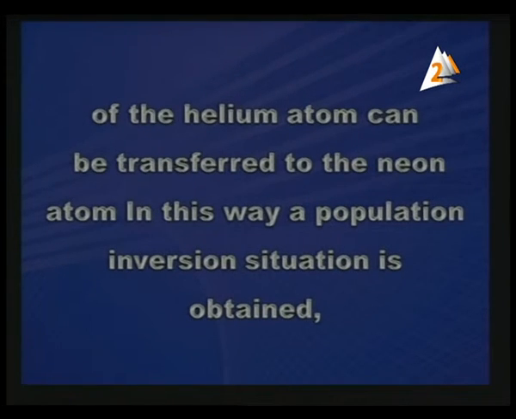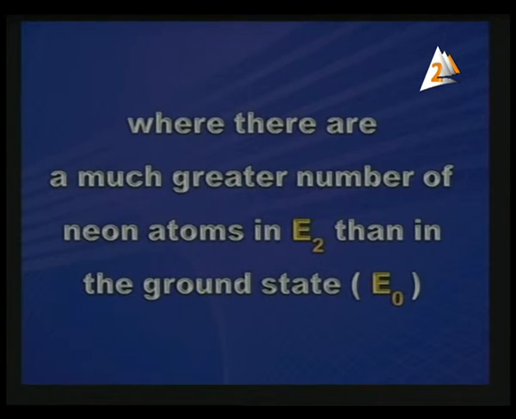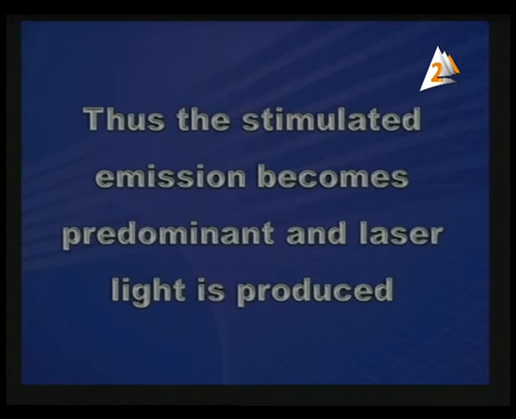In this way, a population inversion situation is obtained, where there is a much greater number of neon atoms in E2 than atoms in the ground state E0. Thus, the stimulated emission becomes predominant and laser light is produced.